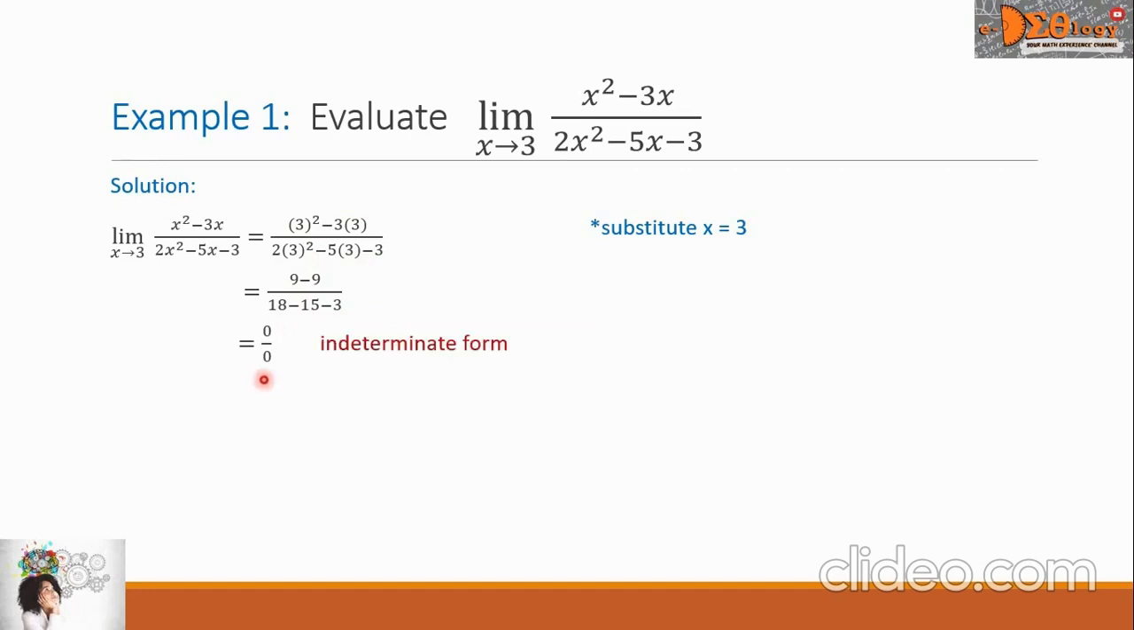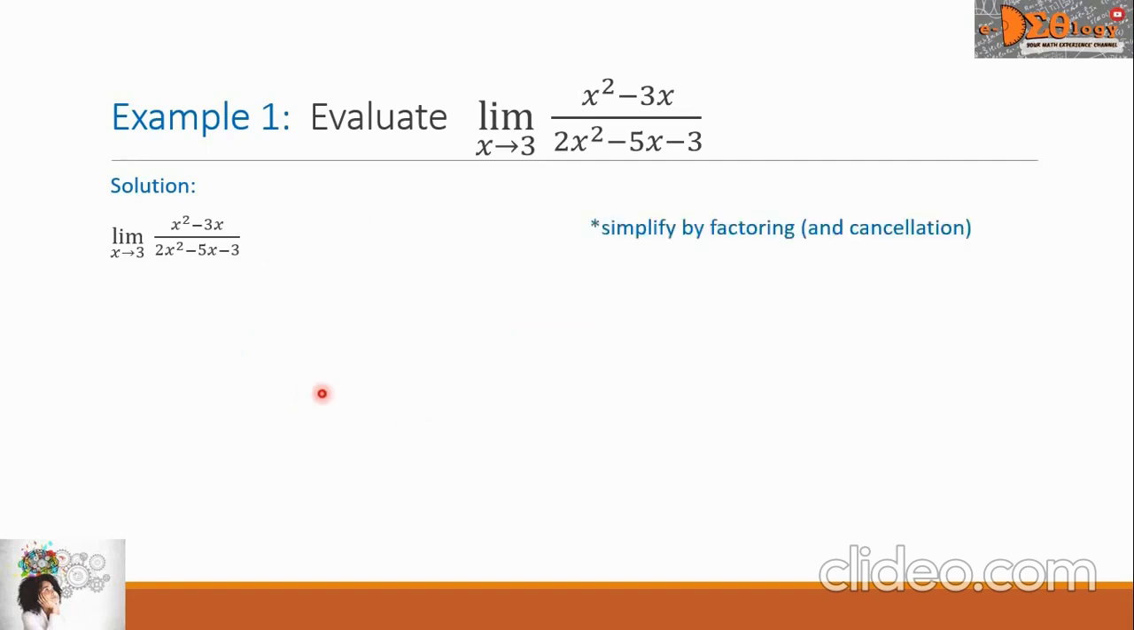This form here is what we call indeterminate form. We do not accept this as an answer. We will do another method, and that is we're going to simplify this function first by factoring, and afterwards we will check for some possible cancellation.